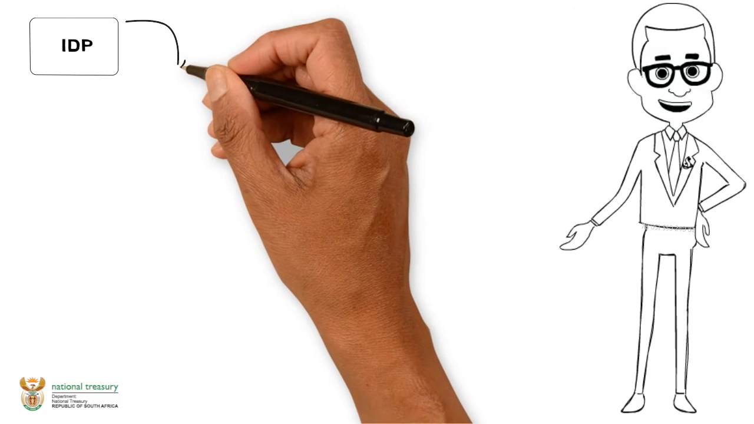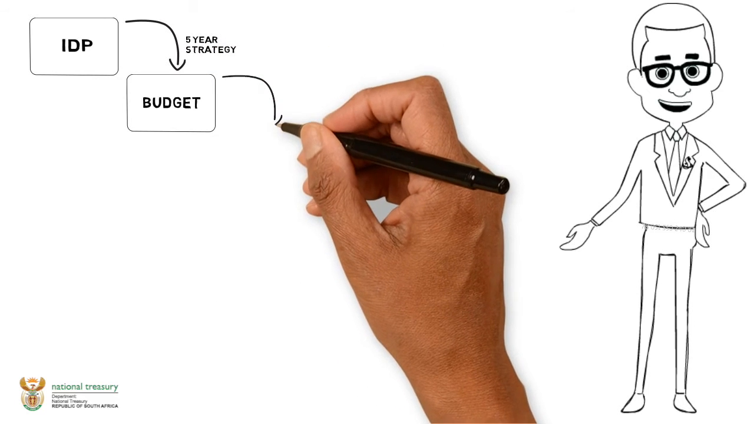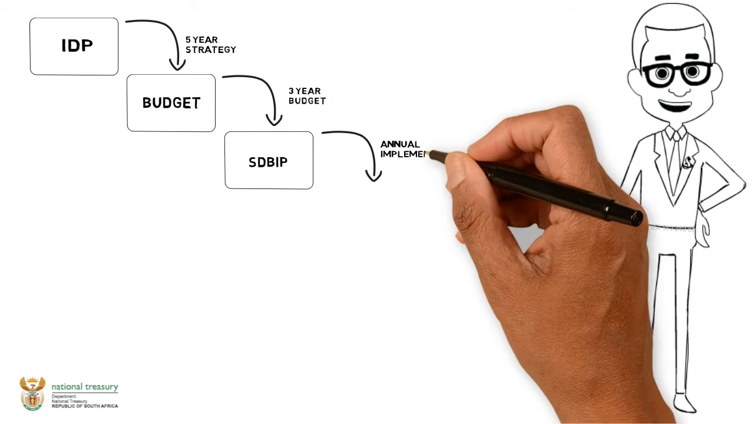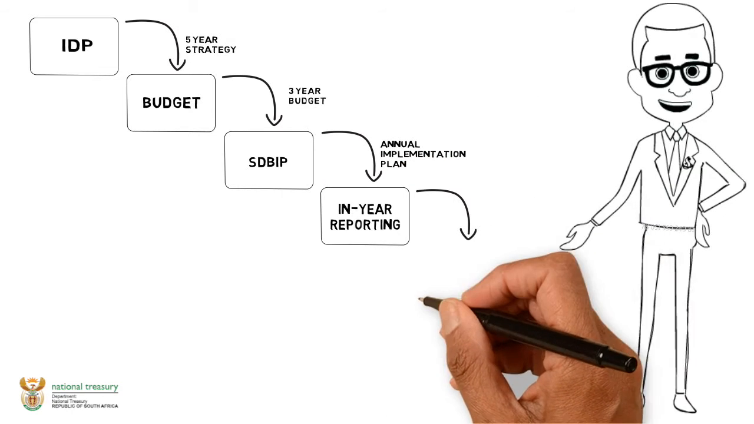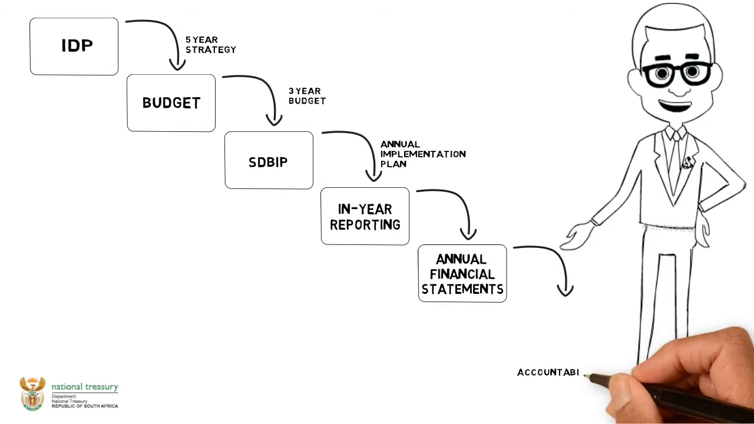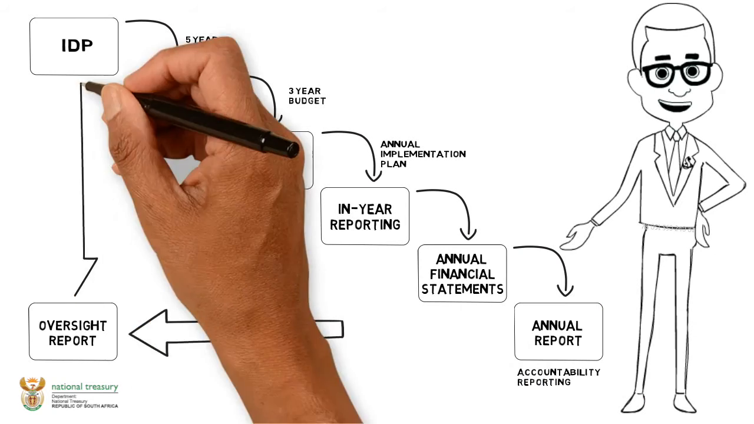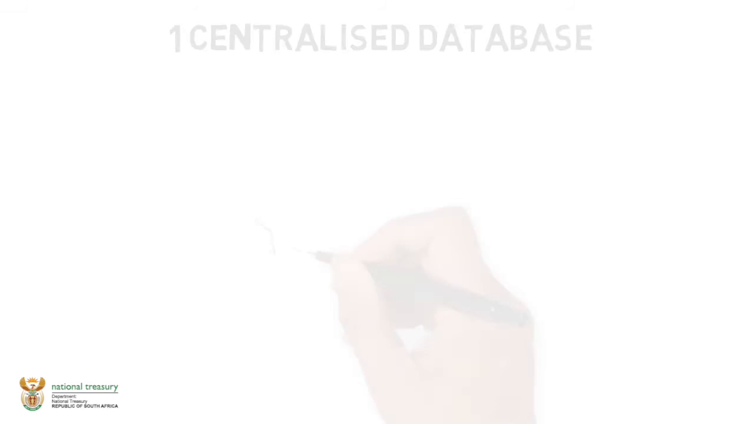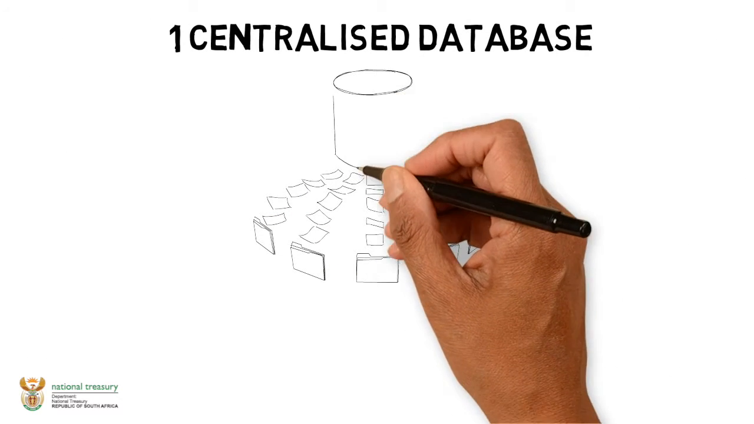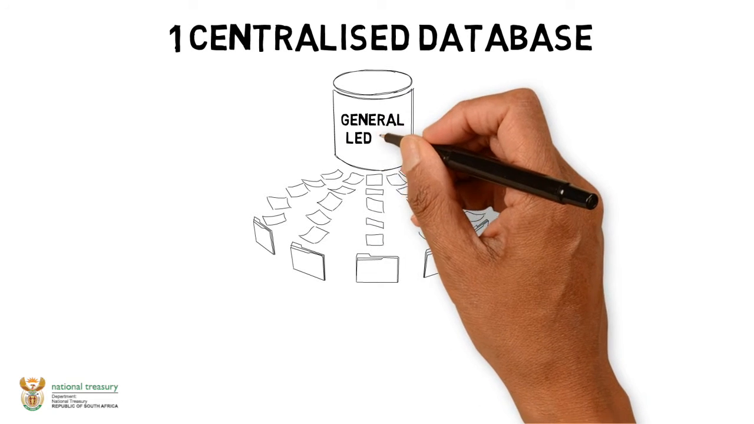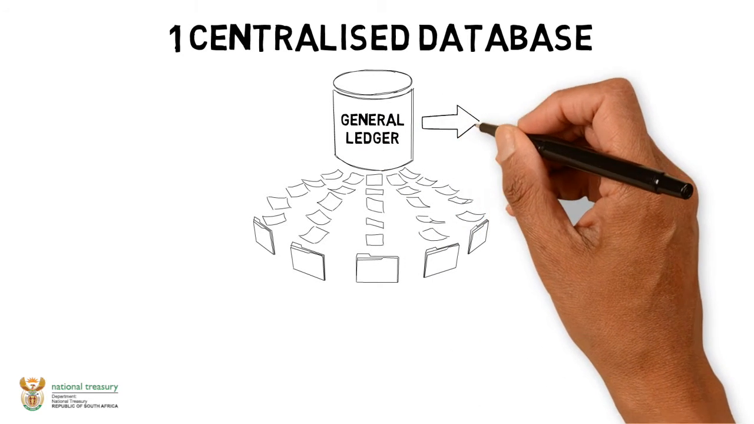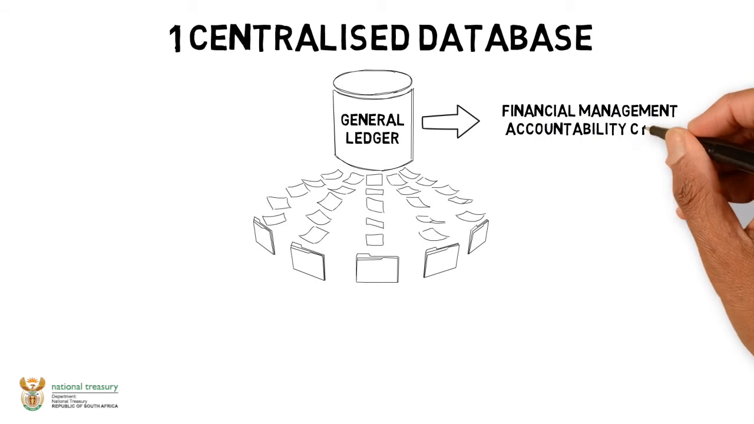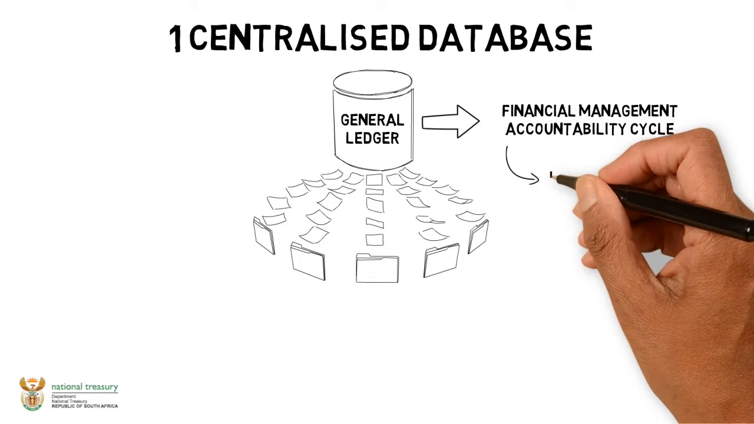It is clear from these business processes that the SCOA regulation is not an exclusive financial reform, but also impacts on the institution as a whole. We understand that municipalities need to be guided from the planning phase right up to the reporting phase, as well as to adhere to one centralized database, specifically the General Ledger, from which reporting must be derived across the entire municipal financial management accountability cycle.